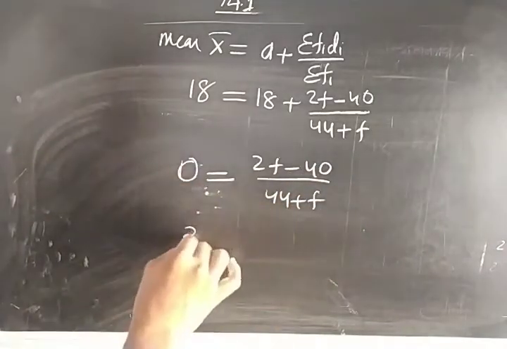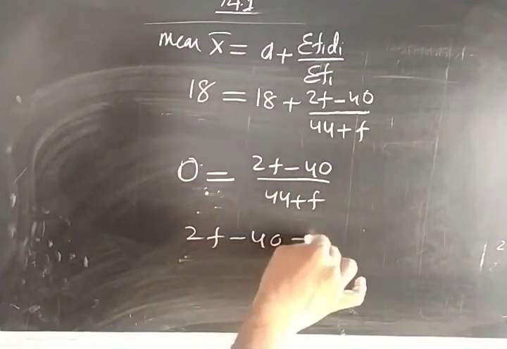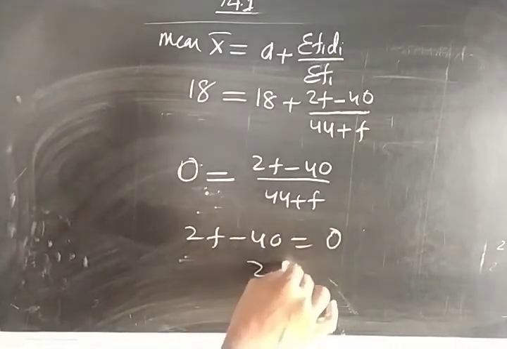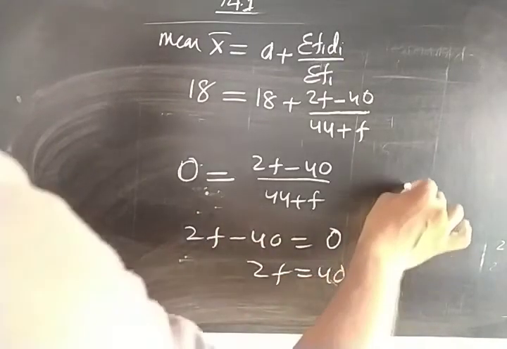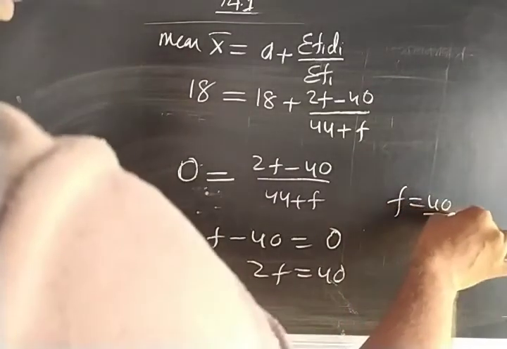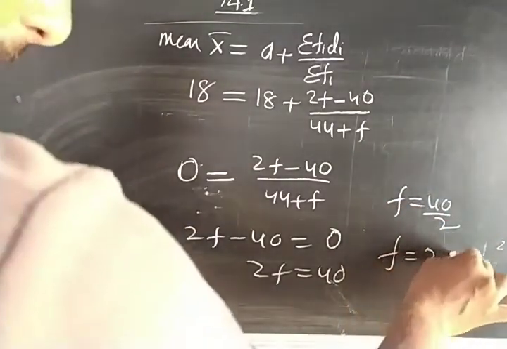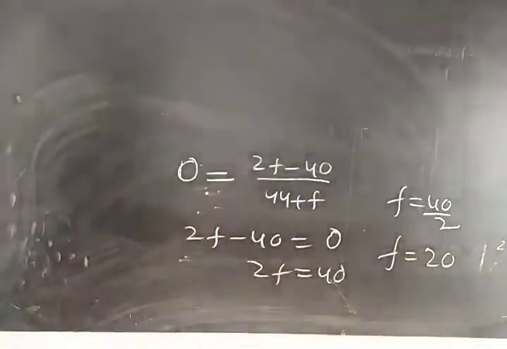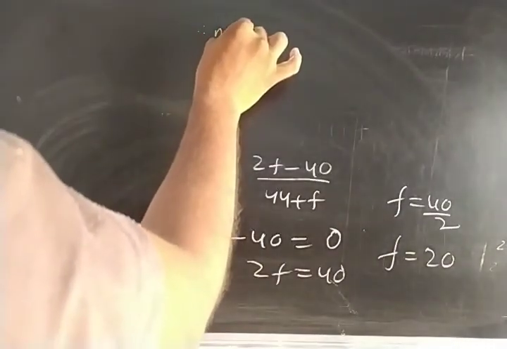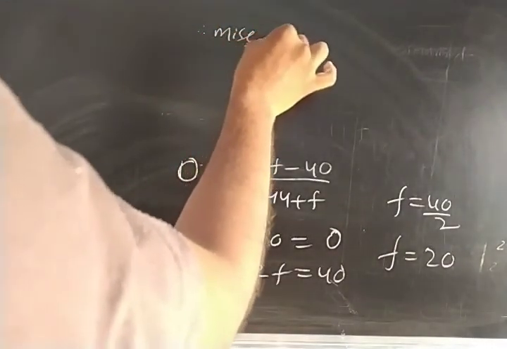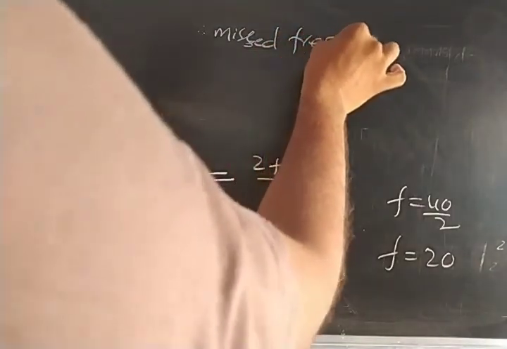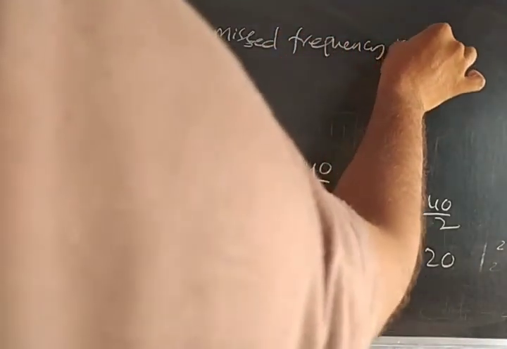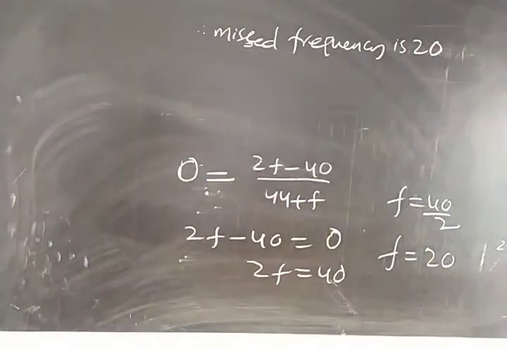By sending the denominator across, you get 2f minus 40 equals 0, so 2f equals 40 and f equals 40 by 2. So the missing frequency is 20. Therefore we can write the missing frequency is 20. In this way you can solve homework problems.